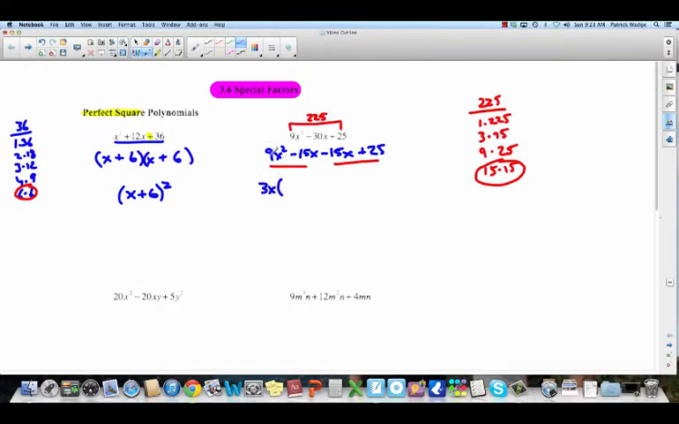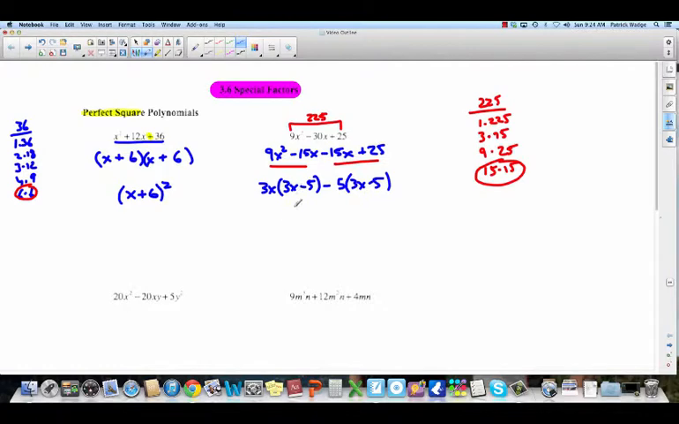And what do you multiply 3x by to get 9x squared? 3x. What do you multiply 3x by to get negative 15x? Minus 5. There's a minus sign, write that down. For 15x and 25, the greatest common factor is 5. Multiply that by 3x, and negative 5 times negative 5 equals 25.